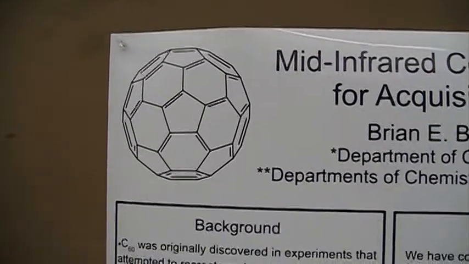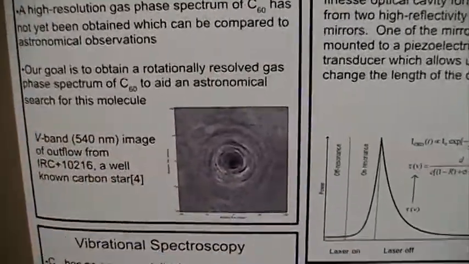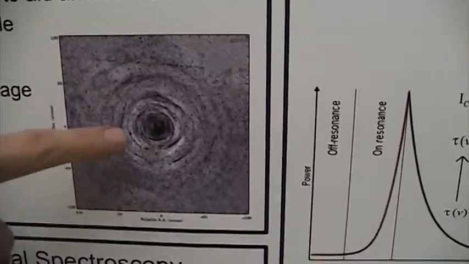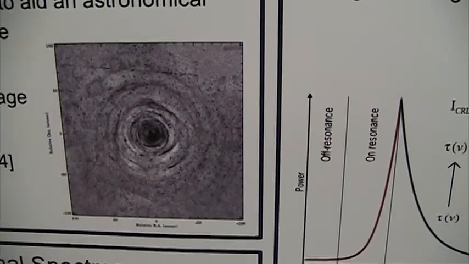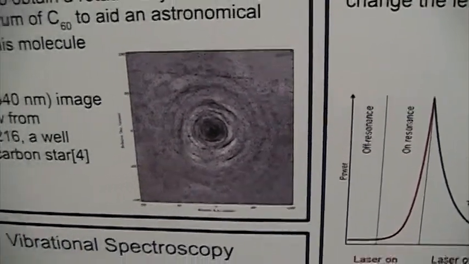C60 was originally discovered in experiments simulating carbon star outflow chemistry. So here we have a picture of a carbon star, IRC+10216, and you can see the shells of molecules of carbon-rich material coming off the star. The experiments originally were trying to simulate what happened in this sort of environment, and that's when they discovered C60. So that implicates that there is C60 in this sort of environment.